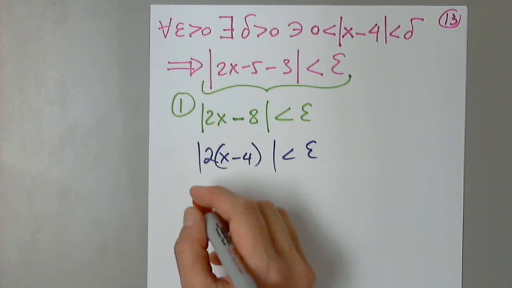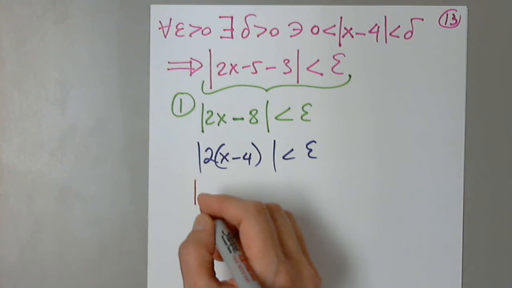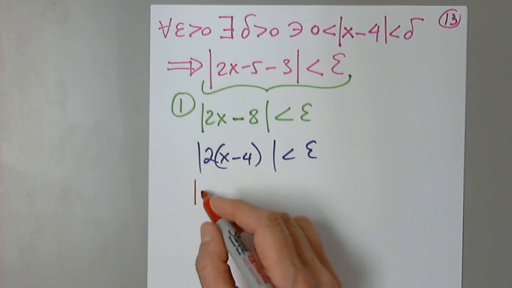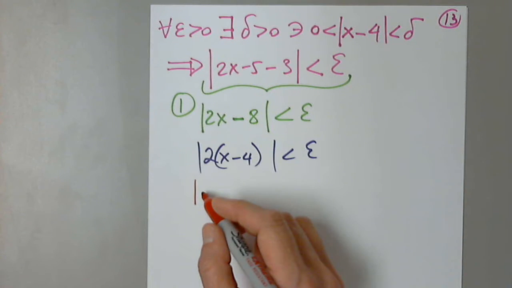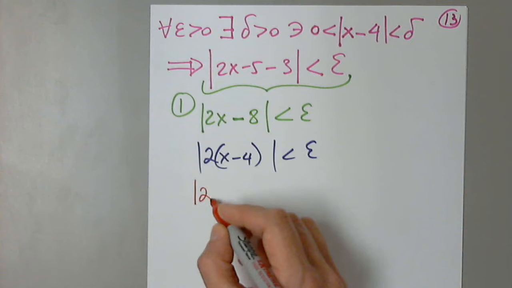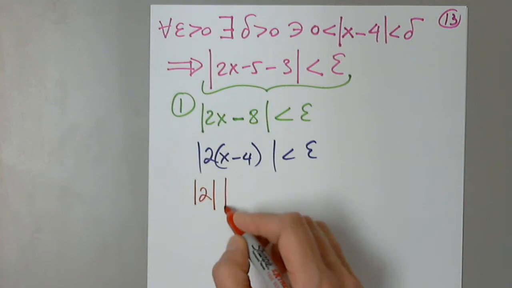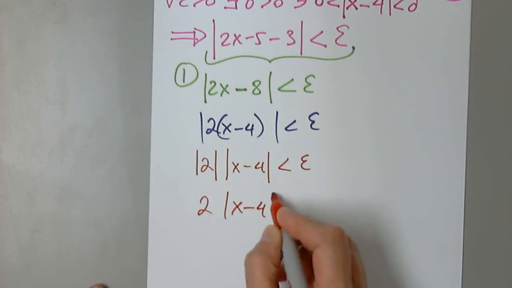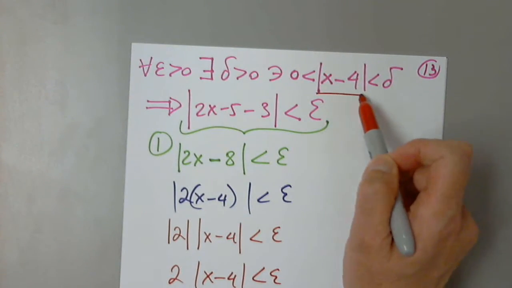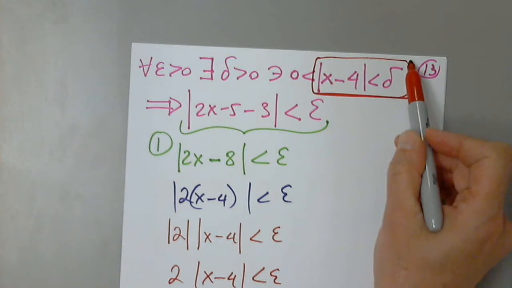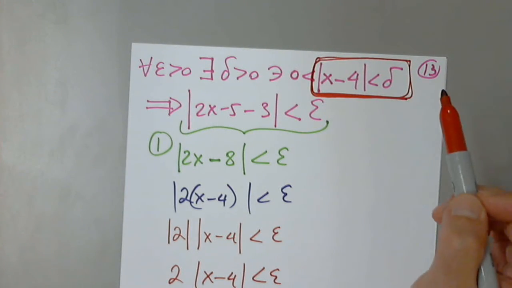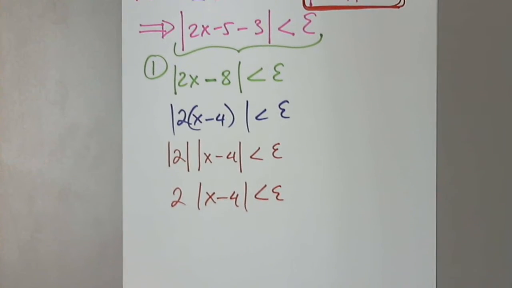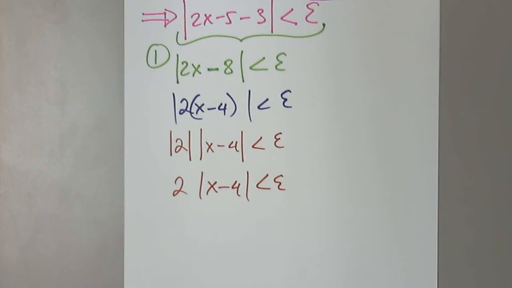So then I write the absolute value of 2 times the absolute value of x minus 4 less than epsilon. Now I'm going to ask you, what is the absolute value of 2? 2 times x minus 4. Remember, this is what we are after. And delta will depend on epsilon. It's dependent on epsilon, not on x, not on anything else.